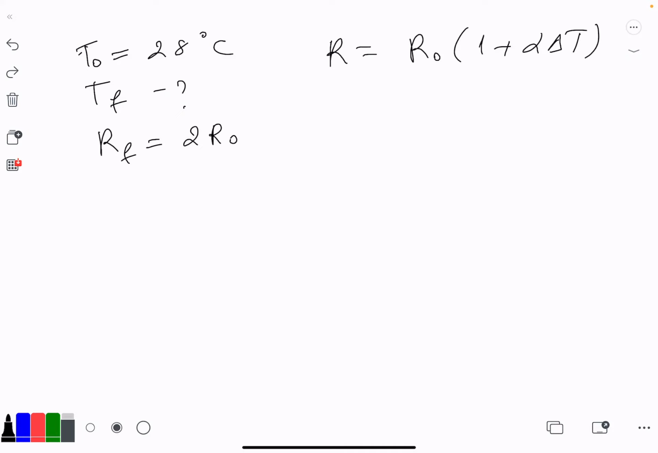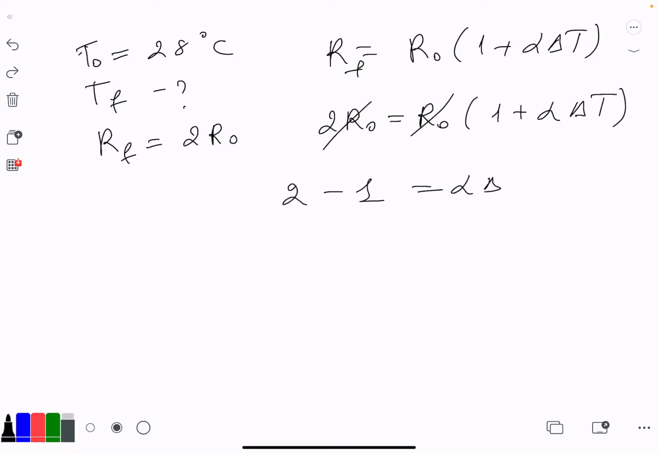So we have to find T final when R final is equal to twice R initial. That means we can write 2R initial is equal to R initial times 1 plus alpha delta T. Now the alpha is given. So R initial will cancel out. That means 2 minus 1 is equal to alpha delta T. So it gives you 1 is equal to alpha delta T. So 1 divided by alpha is delta T.